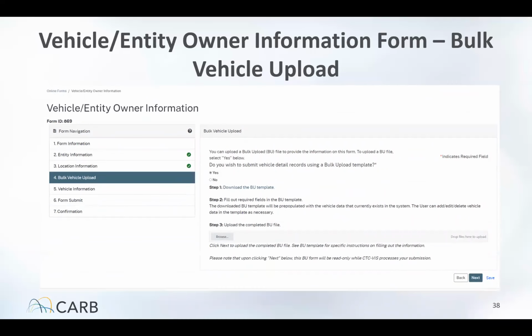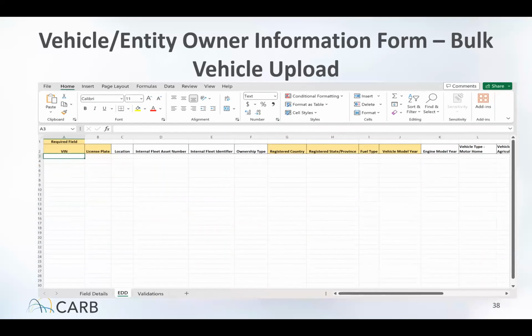It will then show the 3 steps that you need to follow. First, click here to download the bulk upload, or BU, template. Open the downloaded BU file as shown here. There are 3 tabs on this Excel file: Field Details, EDD, and Validations. You will fill out or copy in the vehicle information in this EDD tab here. Required fields are highlighted in orange.